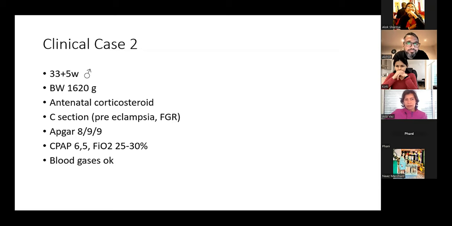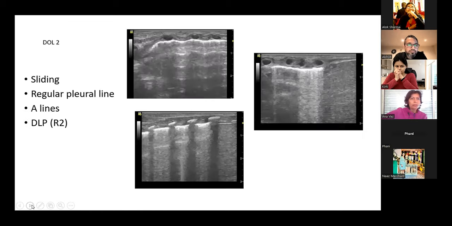So we have a male late preterm boy with a birth weight of 1,060 grams. He completed the prenatal corticosteroid maturation. It was a C-section because of the mother with preeclampsia and fetal growth restriction. He was born well. He was connected to CPAP with a low FiO2 need, and the blood gas was okay, and he was okay during the first day.